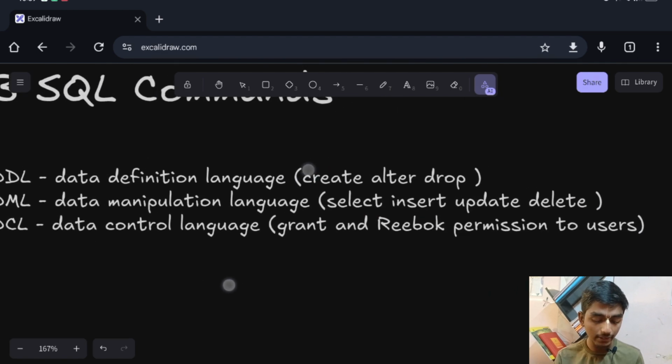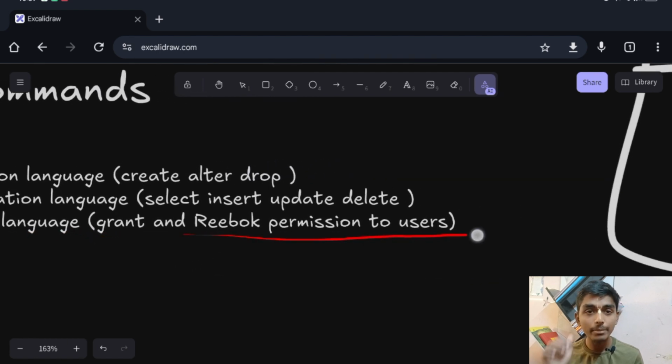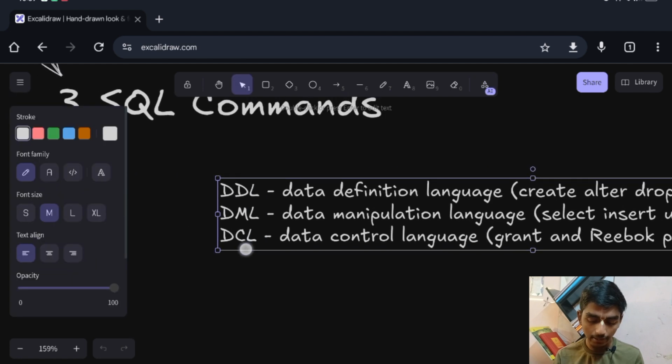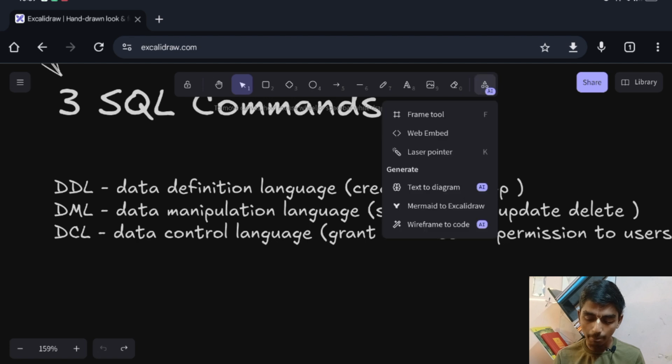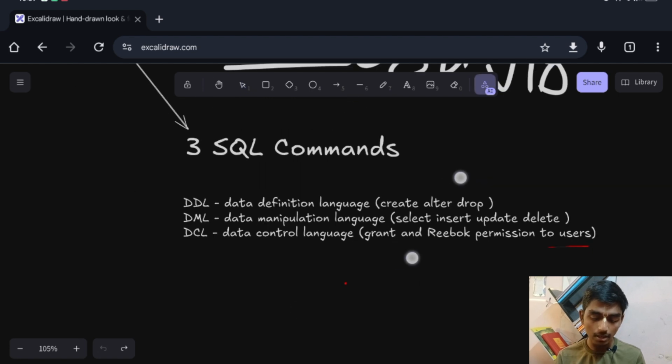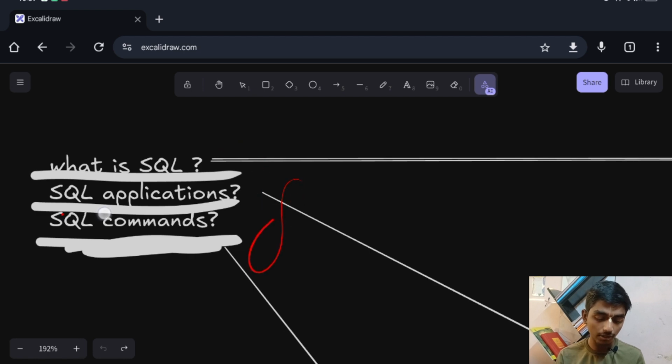In DCL, the Data Control Language, you can grant and revoke permission to the user. Like when you visit websites and a pop-up asks whether you want to allow or deny something, that is possible using the data control language, in which you can grant and revoke permissions to users. So these were the answers to the three questions: what is SQL, what are the applications, and what are the commands.